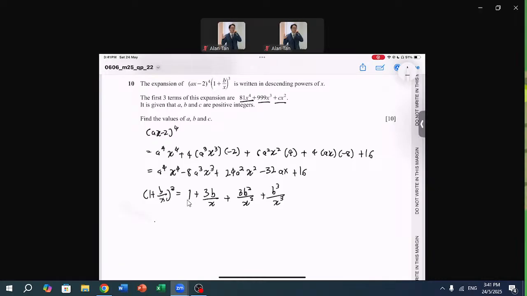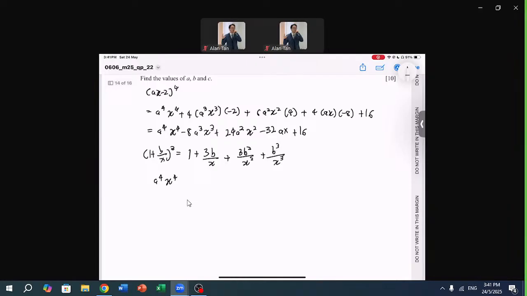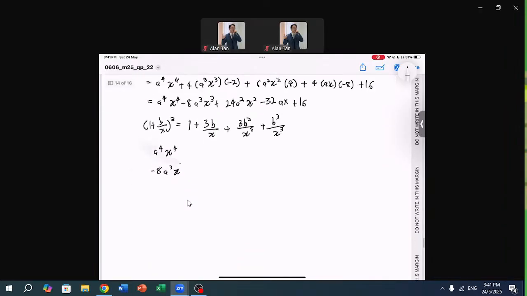So now let's start the mix and match, right? A power 4 x power 4. And let's only take, because it's going up to x power 2, we probably do not need to bring anything more than x power 2. So therefore a squared x squared. Then we have 1 with 3b over x, 3b squared over x squared, and b cubed over x cubed. Actually, b cubed over x cubed also makes no sense.